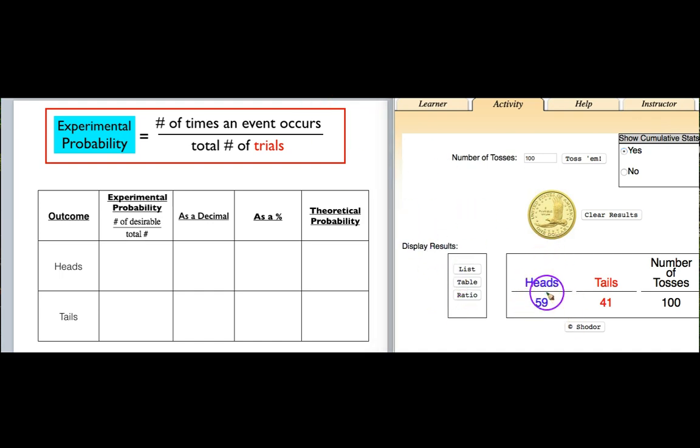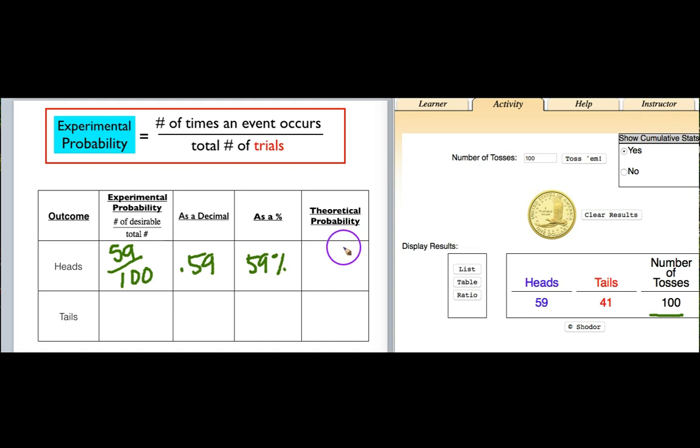Okay, so here we tossed it 100 times. 59 out of 100 were heads. That's going to be 59 hundredths, which is then 59%. If you're wondering how I was able to convert that into a percent, there are two ways I did that. One way is to understand percent is per 100. How much was it per 100? It was 59. And the other way was to move the decimal over 2 places to the right, giving me 59%. So that works as well.